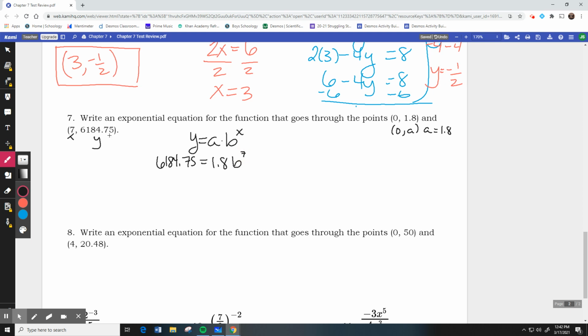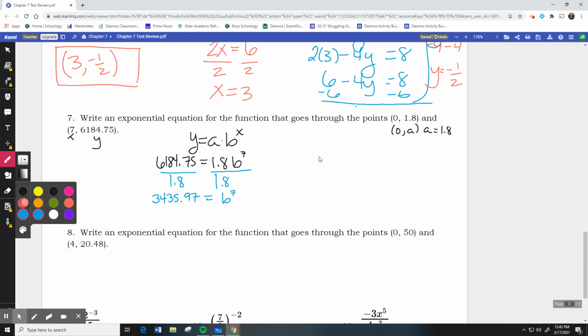So you don't have to write the complicated system of equations like we had to do in that last lesson of the chapter, because I already know the y-intercept, and in those other ones I didn't. So now we're going to solve the equation. We would start by dividing by 1.8. And when you divide by 1.8, you end up with 3,435.97 equals b to the 7th.